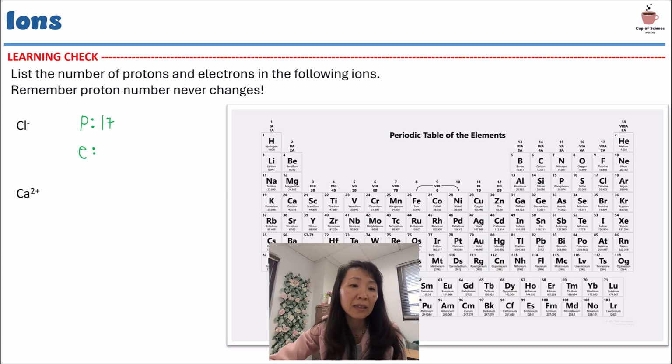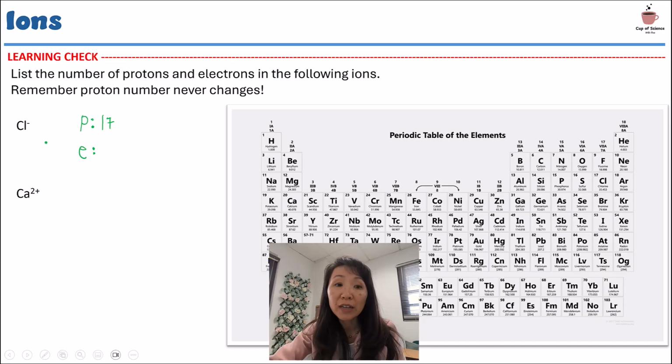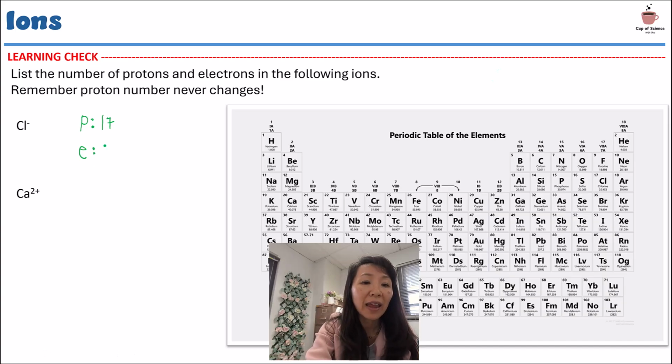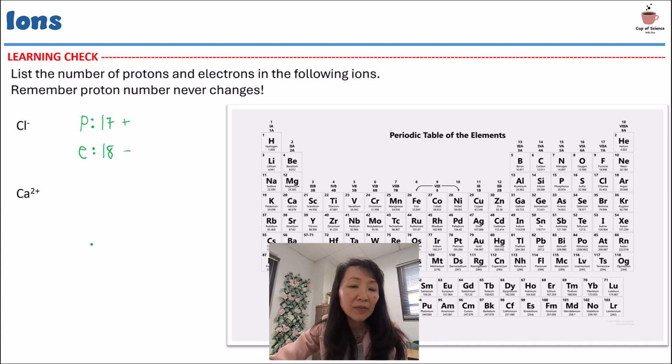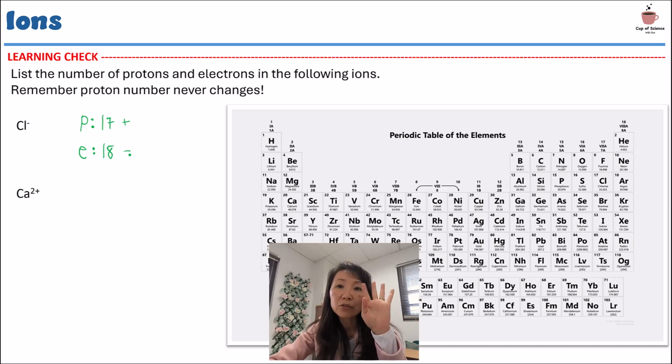If you look at this chlorine, it has a charge of -1. If it has a charge of -1, what does that mean? How many electrons does it need in order for the whole thing to have a -1 charge overall? It needs to have 18. 17 positive and 18 negative equates to overall 1 more negative. So it needs 18 electrons in order for this whole atom to have a charge of -1.